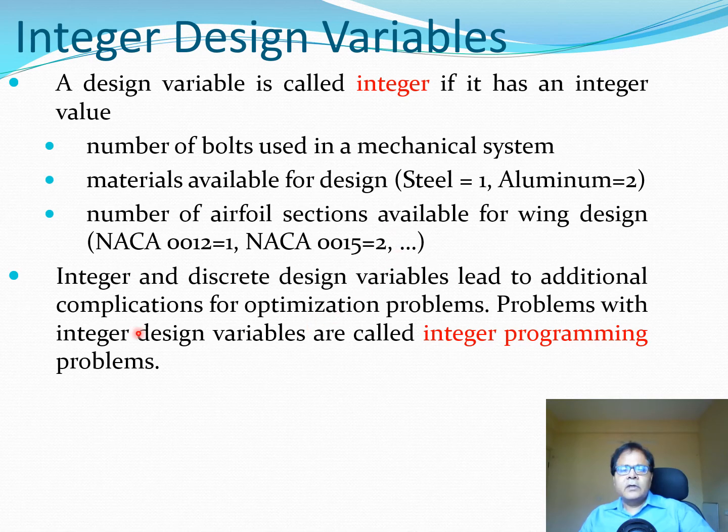Now, whenever you use these kind of integer or discrete design variables, you will get additional complications for the optimization problem, because typically we are assuming that functions are continuous, and therefore f of x is a continuous function and x is a real variable. And if that does not take place, then you need certain different type of methods to solve your problem. And some of the problems which lead to these kind of situations can be solved using a subject known as integer programming.